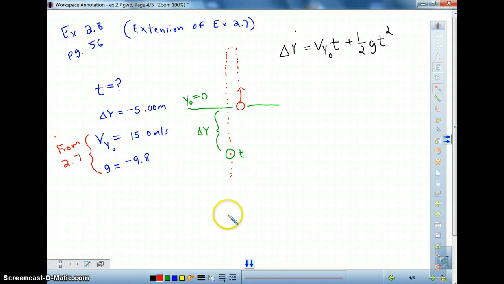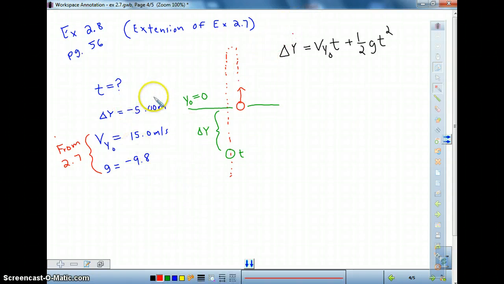Recently in class we did example 2.7 on page 56, and it was a fairly straightforward example of a common free fall situation: a ball being thrown up, coming back down, and being allowed to go below the reference point of where I originally threw it. We solved for several things in that example, and now this next one is really an extension of it, but with some algebra 2 coming into play.